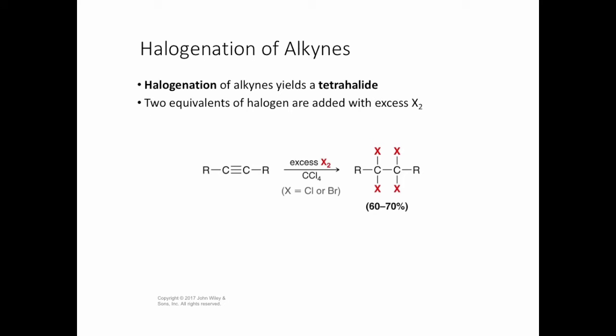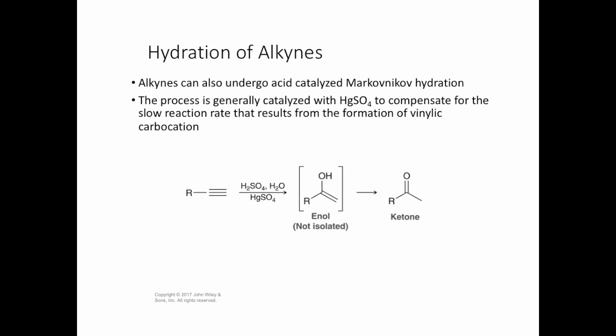Reacting an alkyne with a halogen, such as chlorine or bromine, will give what's called a tetrahalide. So that's where you have 4 halogens attached to neighboring carbons. So the triple bond has transformed into a single bond, and you've now added 2 bonds to the halogen on each of those carbons. Alkynes can also undergo acid-catalyzed Markovnikov hydration. In this, HgSO4 is typically used to speed up the reaction, and you form what's called an enol intermediate, which is not isolated but tautomerizes to the ketone.